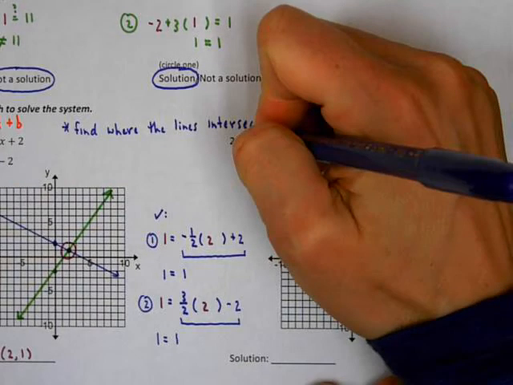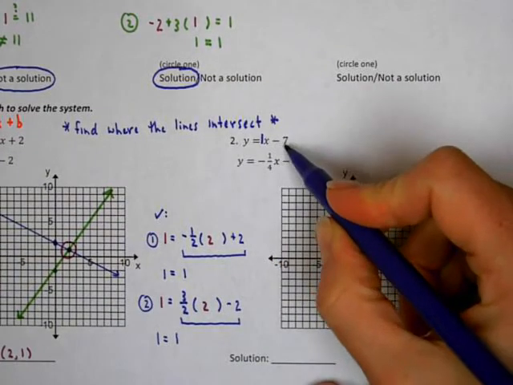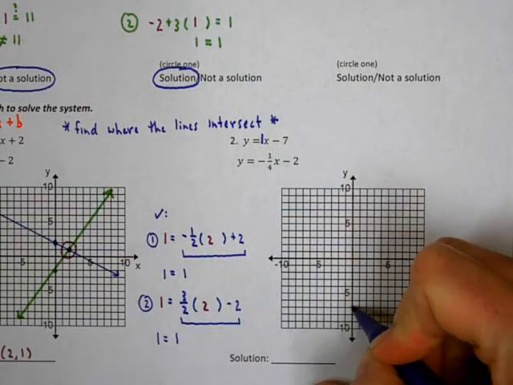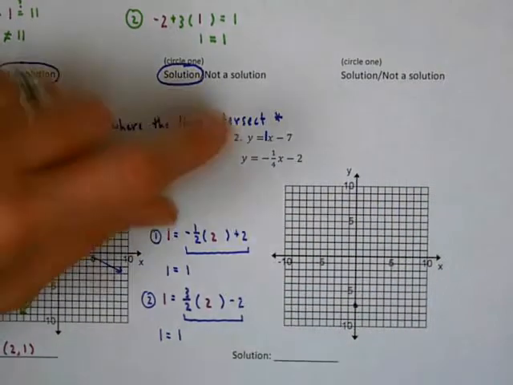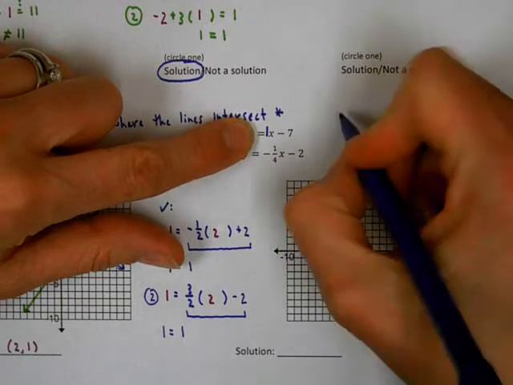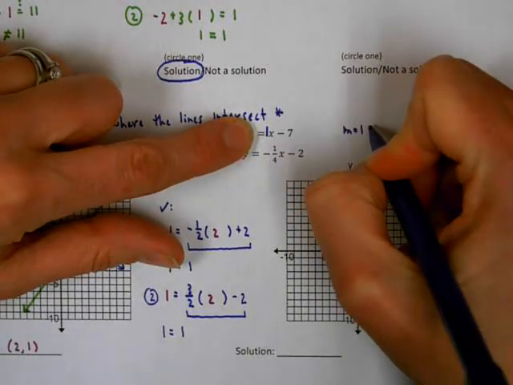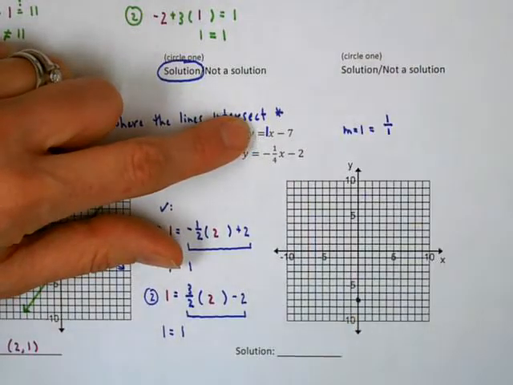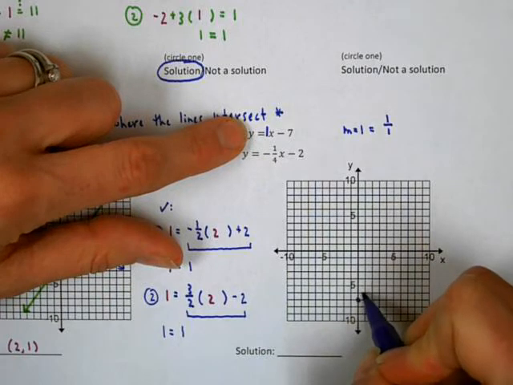For the first one, I know my y-intercept is negative 7. And my slope is 1, which is just the same as 1 over 1. So I'm going to go up 1 and over 1.